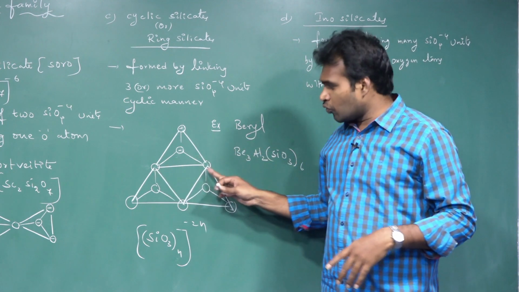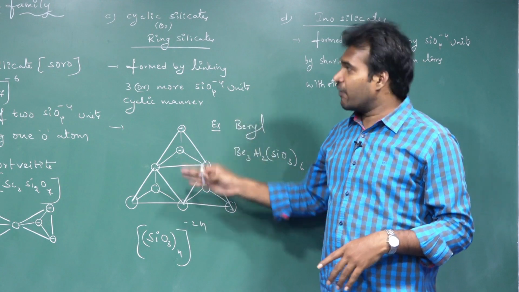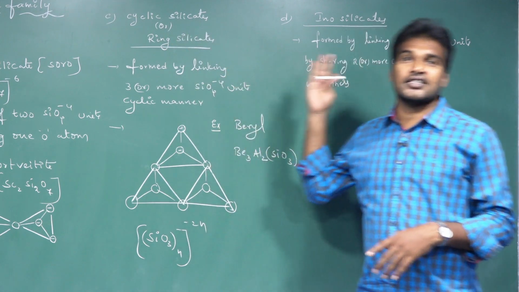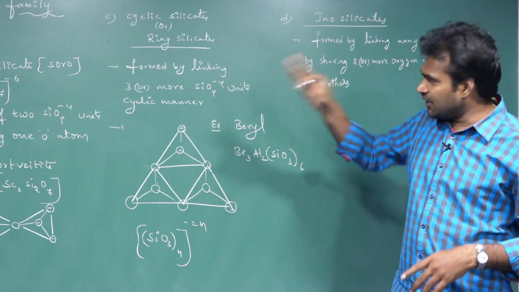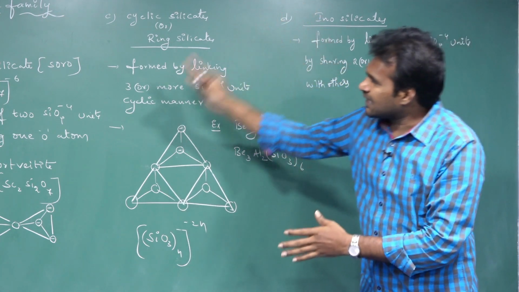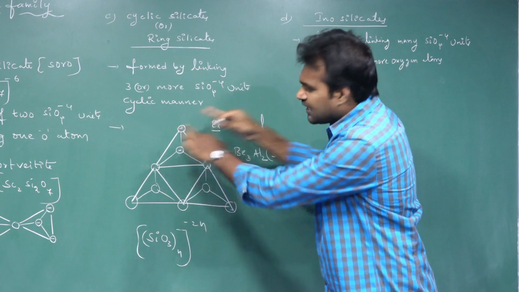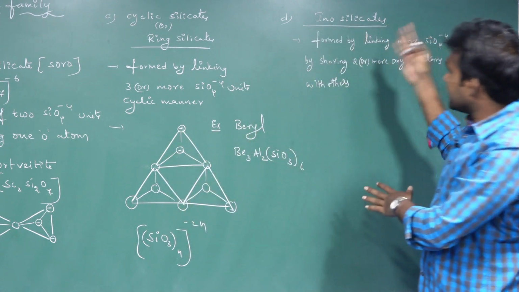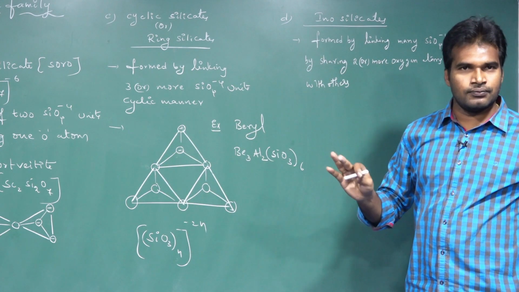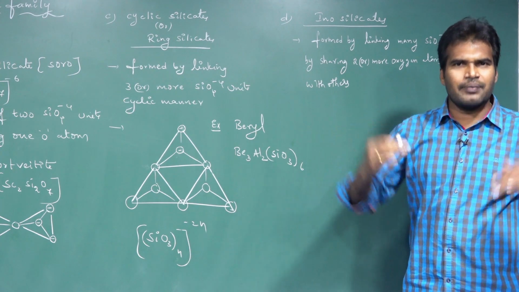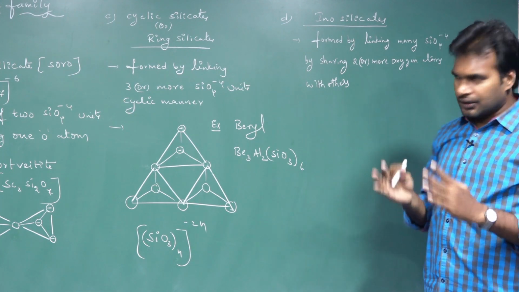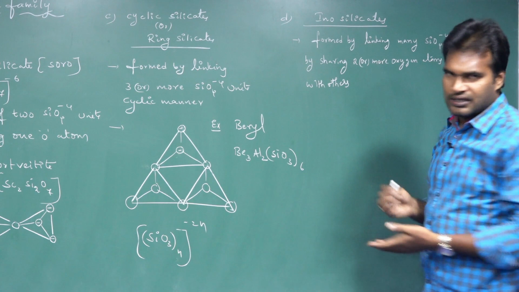Here also 2 oxygen atoms are shared, so why don't we call cyclic silicates inosilicates? The difference between cyclic silicates and inosilicates is that cyclic silicates are cyclically linked, but inosilicates are not cyclic. They are linear or a double chain. That is the difference between cyclic silicates and inosilicates.